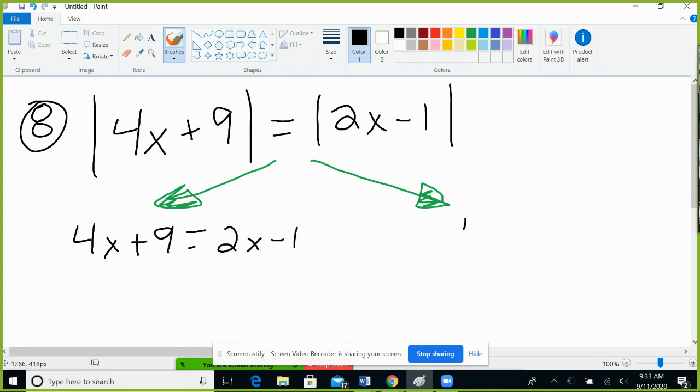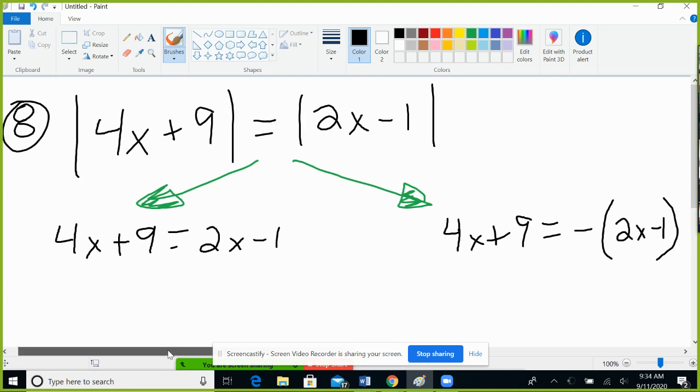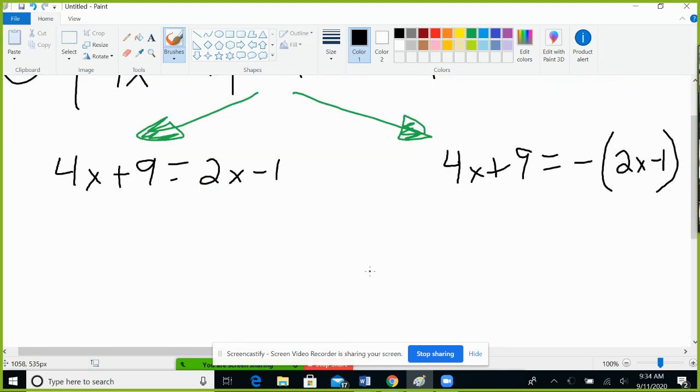And then for our second equation, we have 4x plus 9 equals negative 2x minus 1. So if you can see those two equations, there are two equations. And this is the thing to take note of, that this negative is applied to this whole parentheses. The negative is applied to the whole parentheses. So what does that mean I have to do with that negative?